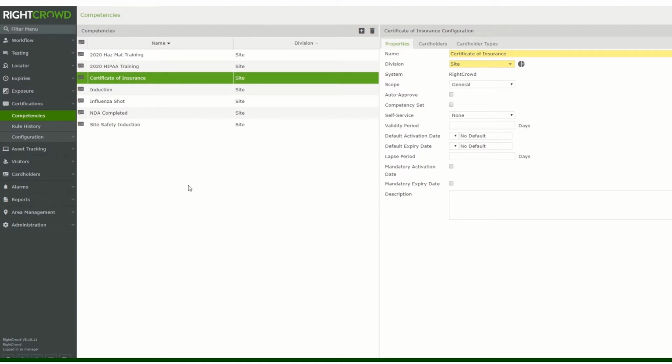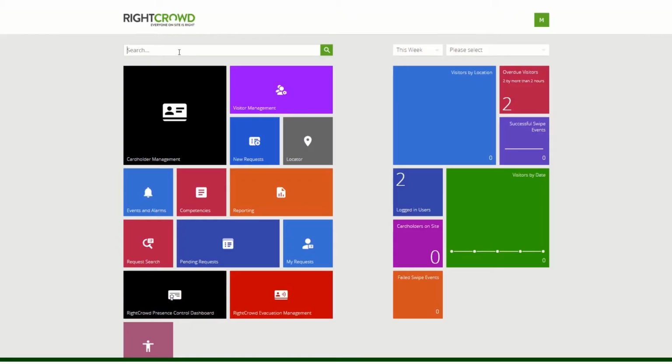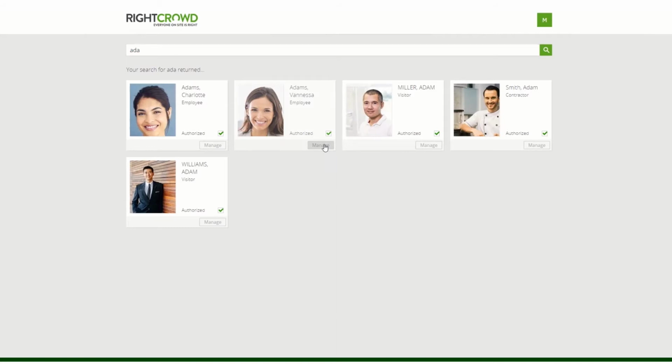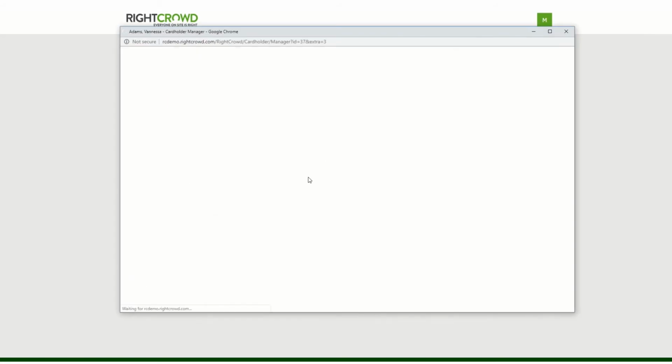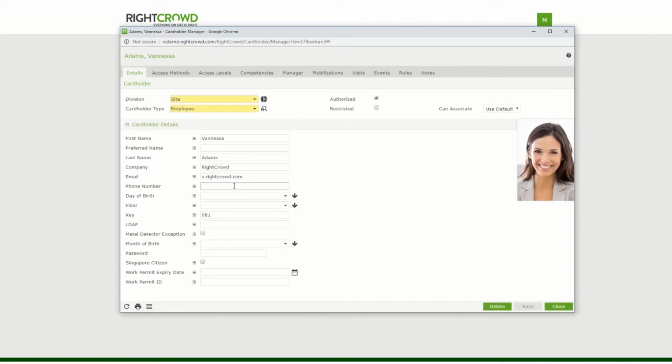Firstly, we'll take a look at our certifications module. Here you can see examples of competencies configured in RightCrowd. Competencies can include anything, for example training, that you would like tracked by individual worker or visitor. The certifications module is used for training and certifications management to ensure no one can gain access to specific locations if they do not have the required qualifications.